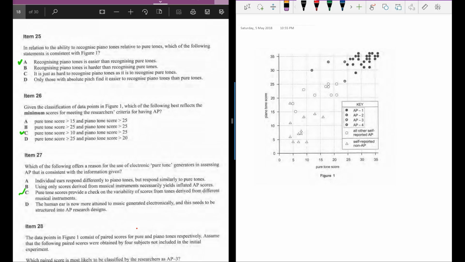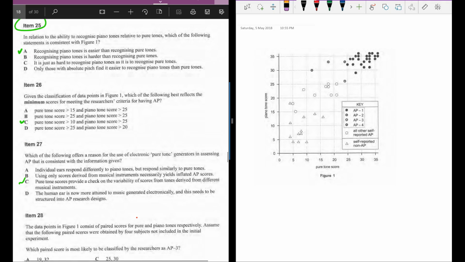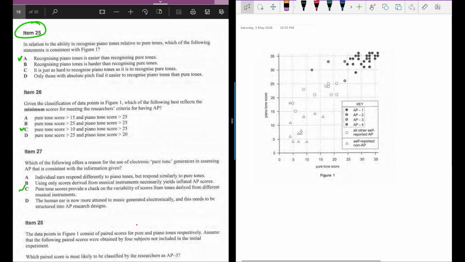Okay, I thought I'd do the absolute pitch question in a video rather than doing it in front of everyone. It might make a bit more sense visually. I'm going to try and make this super quick. Item 25, I've got the questions over here and I've got the graph over here.